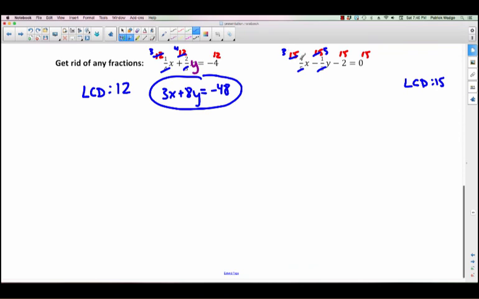So here we go. 3 times 4x is 12x. 5 times negative 1y is negative 5y. And now we have 15 times negative 2, which is negative 30, and 15 times 0 is 0. And we're done.